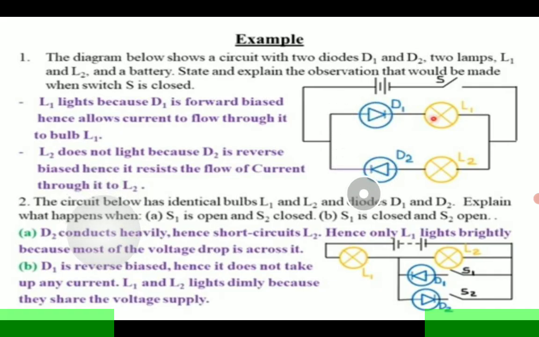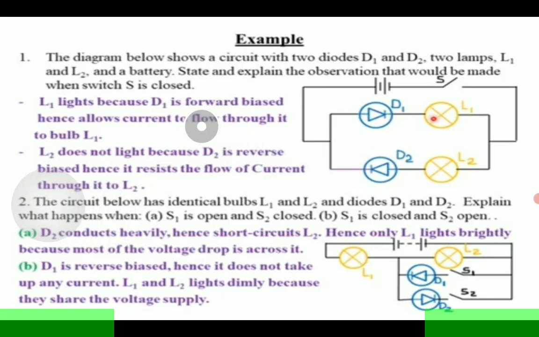But if you look at diode number 2, if you follow this path, you see that the N end is connected to the positive terminal of the battery. Therefore, this one may not conduct.